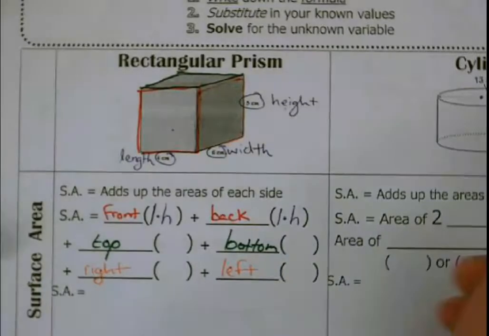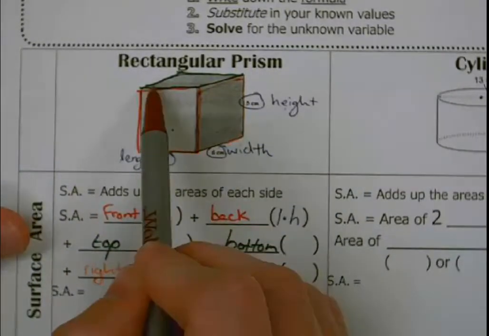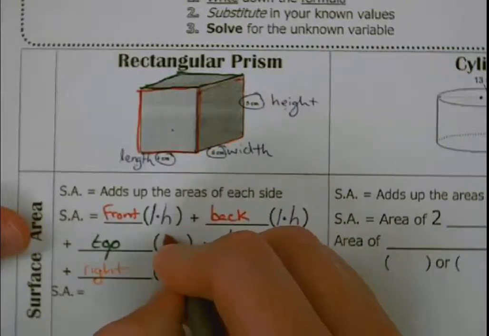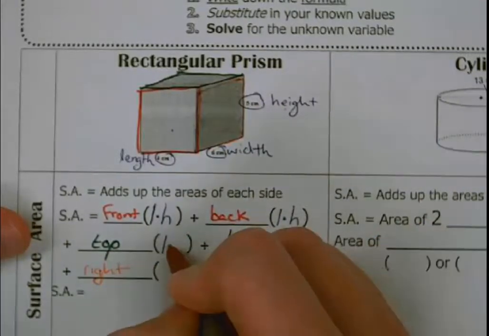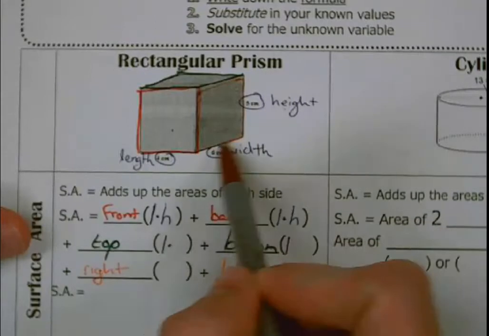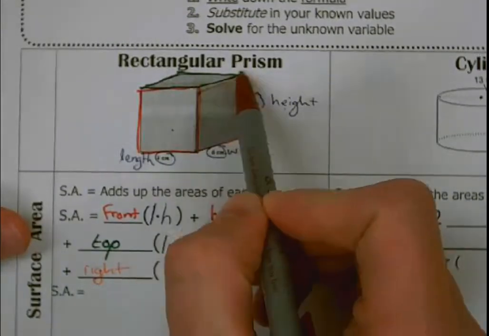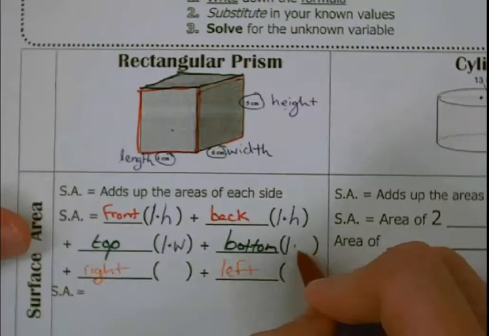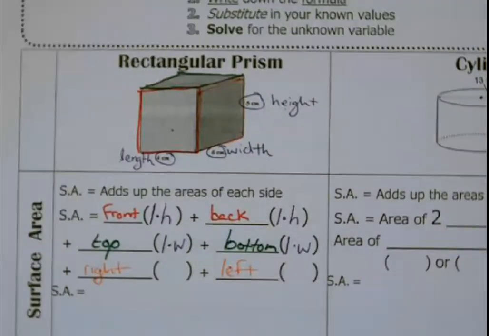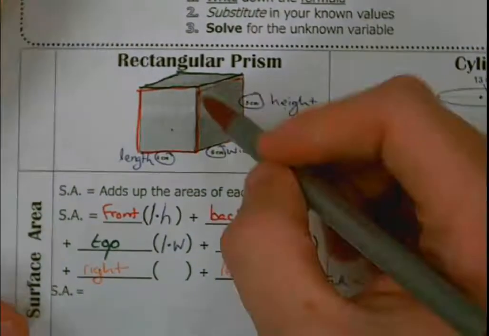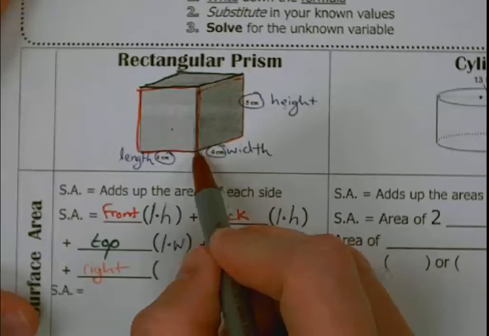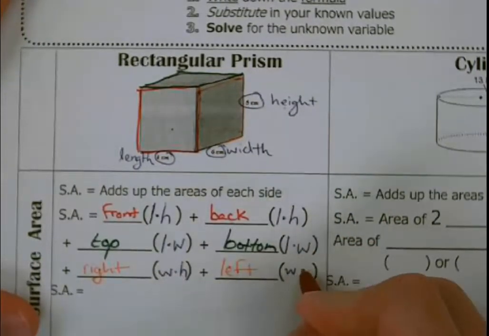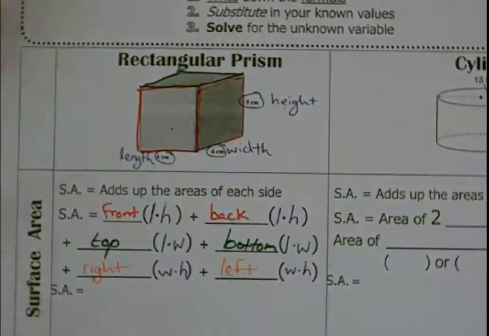Now on for the top and bottom. The top's 2 measurements are going to be the length, which lines up very nicely there. But then instead of the height, we're going to use the width, which lines up with our green side right there. So we've got length times width and length times width. Finally, we can do our right side, which is probably the easiest. I see it has a width times height. And the same must be true for our left side.